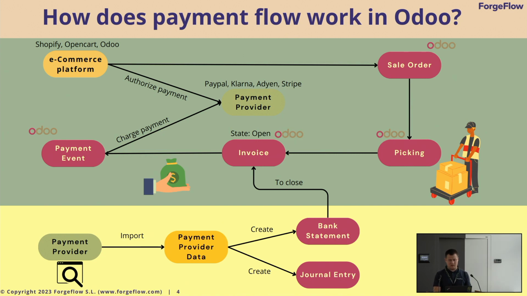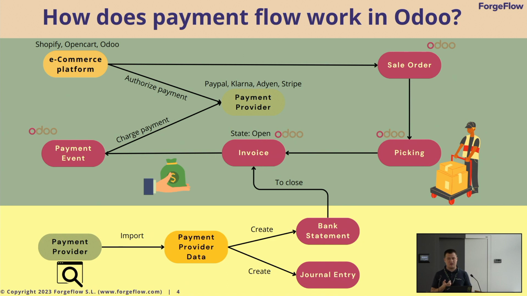I will give a very short context about how a payment normally works in Odoo. There is the e-commerce platform, which could be Shopify or Odoo itself, where the customer buys, and the sale order is generated in Odoo. But at the same time, the platform connects to the payment provider and authorizes the payment. Then the flow in Odoo works.